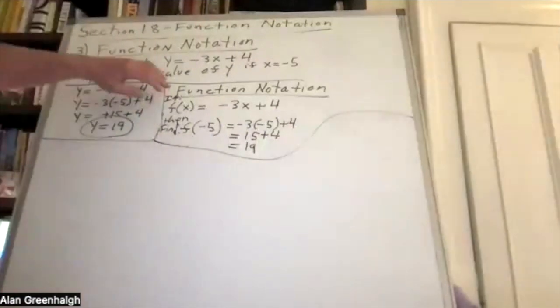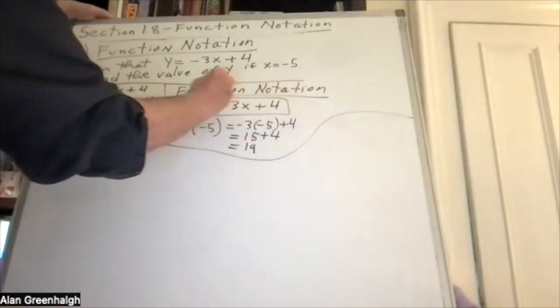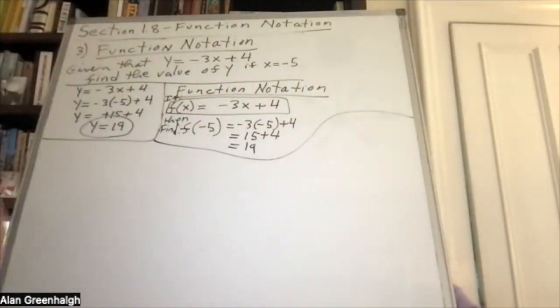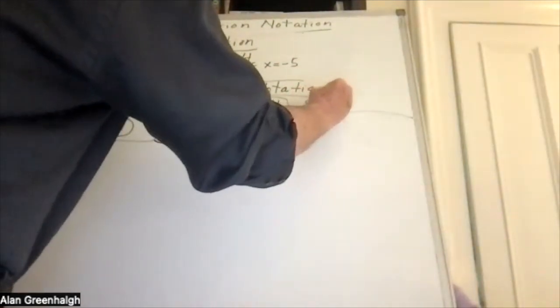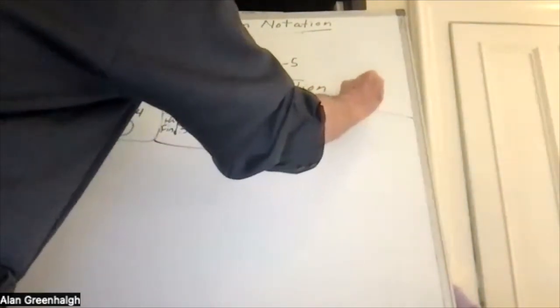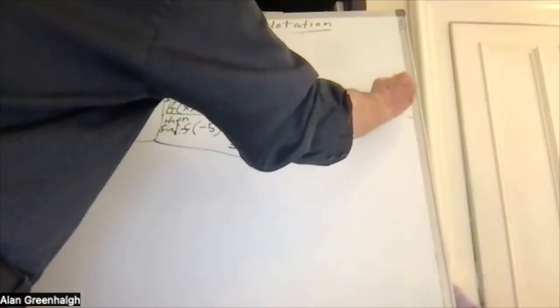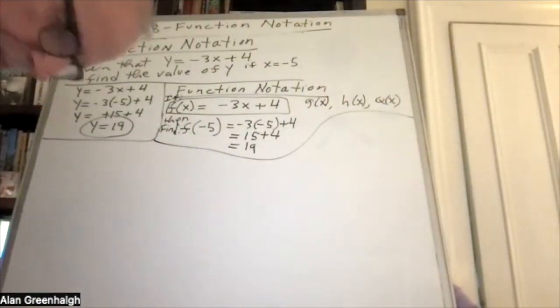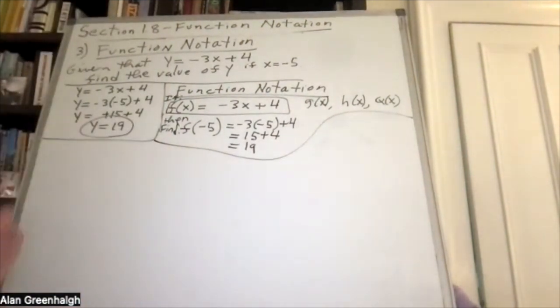This is what we mean by function notation. And if you want to, you could use f of x. If you want to use g of x, you could use g of x, you could use h of x, you could use q of x, it doesn't matter. Usually we stick to f, g, and h in problems that we'll be doing. Okay, take another example.